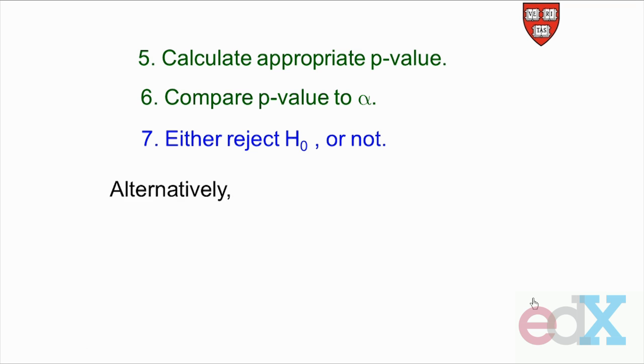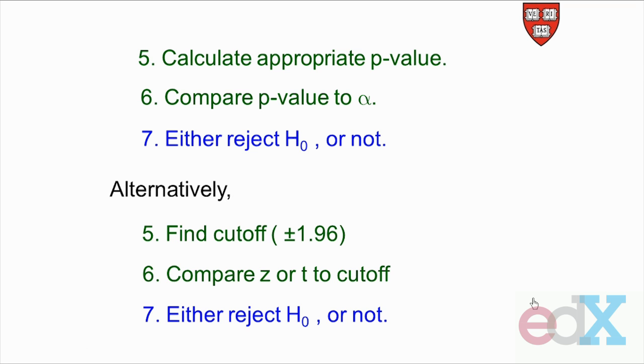Alternatively, we can look at finding the cutoff. For example, if we were looking at the z, our cutoff would be plus or minus 1.96, and then compare our statistic, in this case the z, to plus or minus 1.96, or in the case of the t, whatever the appropriate cutoff is when we get the degrees of freedom, and then we reject h0 or not. So in either case, we're going to come up with either reject the hypothesis or not.